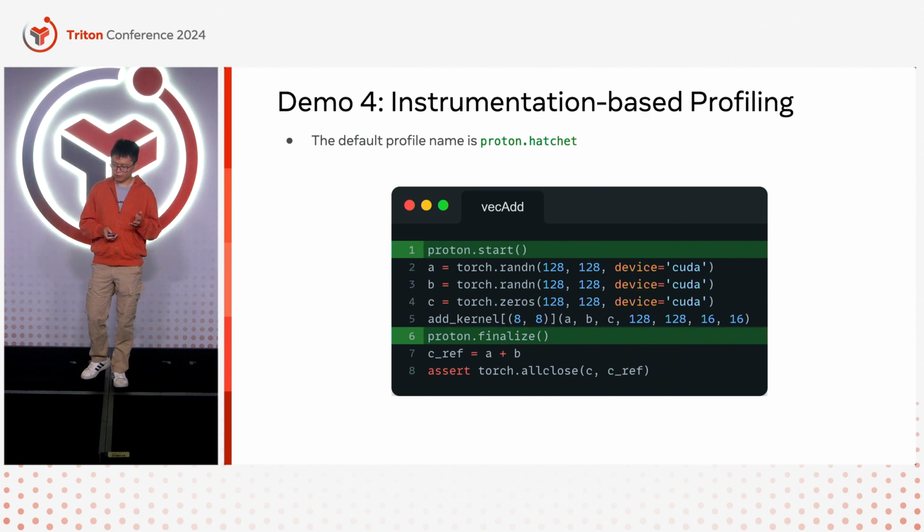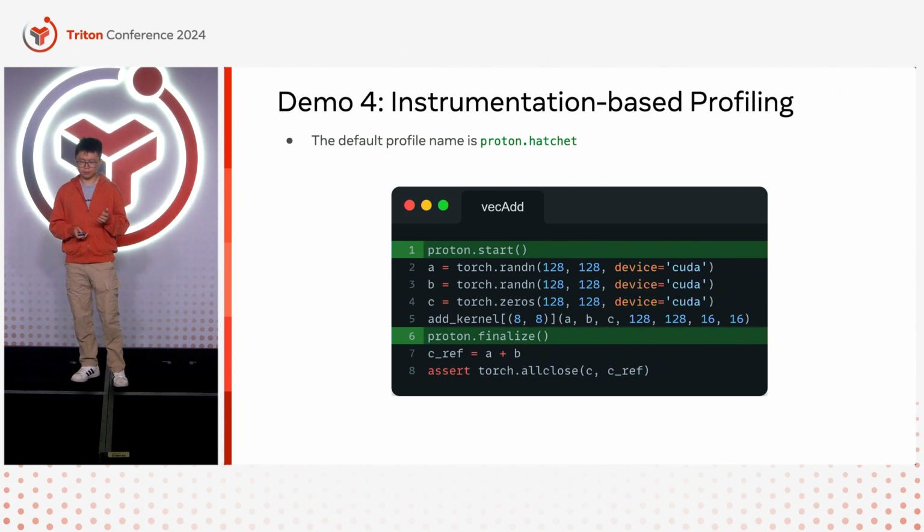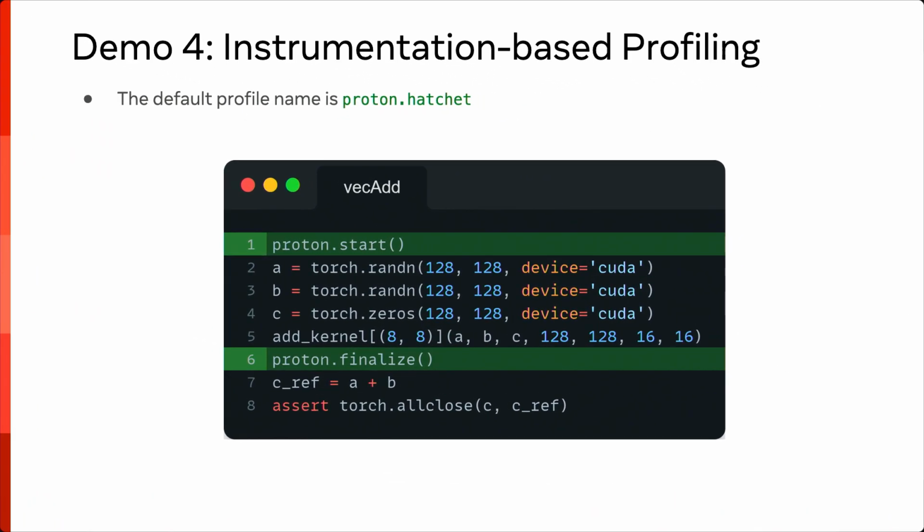So to start profiling, we just talked about how we can use proton.start. It works even if you don't supply a profile name. Then the default profile name is just going to be proton.hatchet. The profile will be dumped into your current working space. In this case, we want to profile both initialization and the Triton kernel. Initialization will be done using PyTorch APIs torch.rand and torch.zeros.